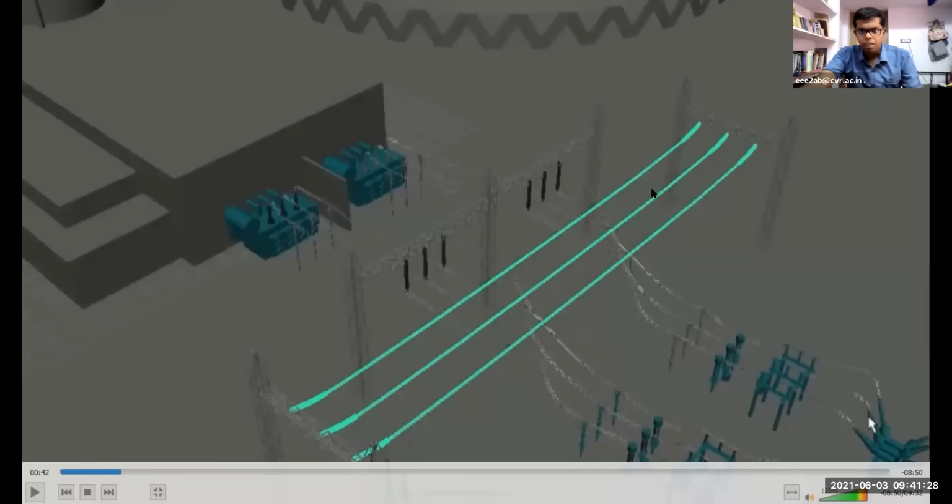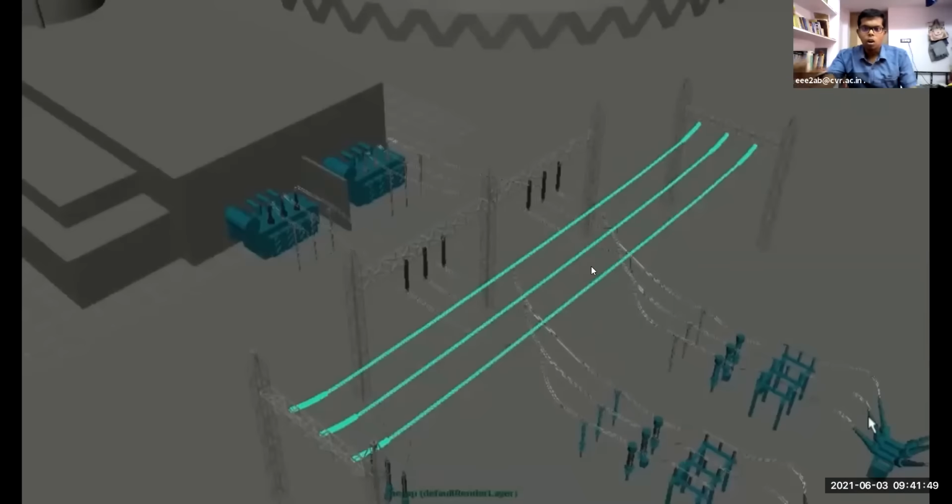So what you're seeing is the bus. Three buses: R, Y, B. All the incoming and outgoing lines, say for example, this is the incoming and this is the outgoing, are connected to the buses. The buses are nothing but hollow cylindrical tubes which carry the incoming and outgoing current.